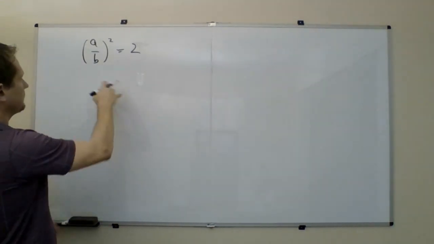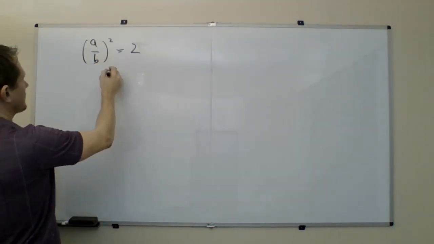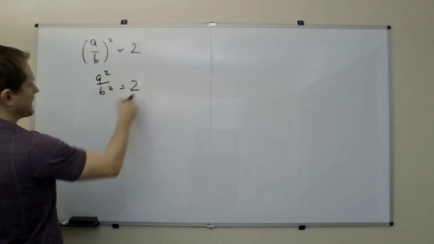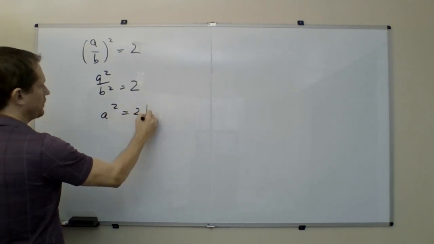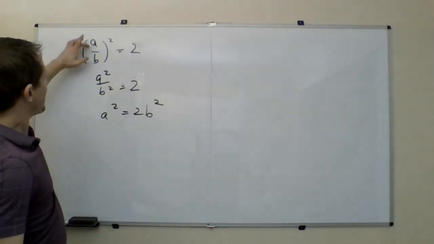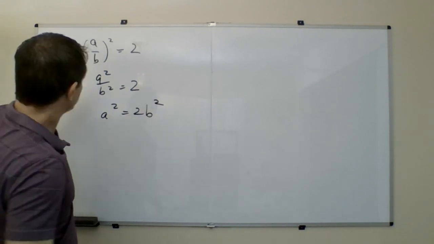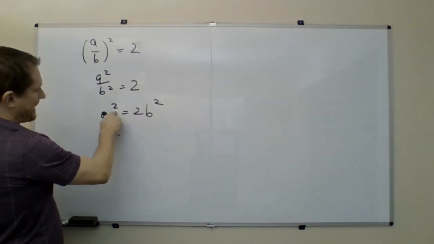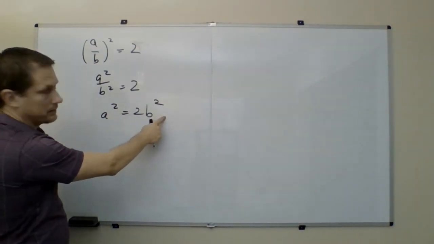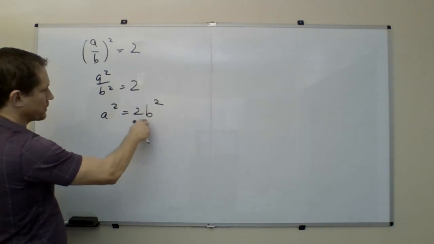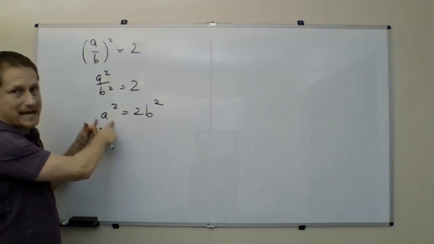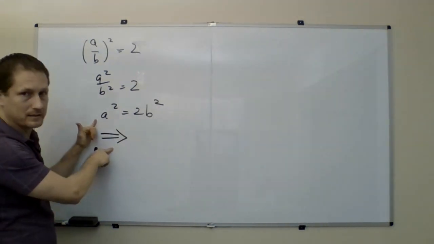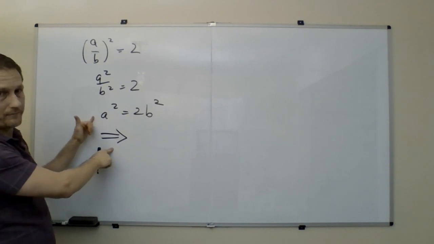You can do something like this. So this is a squared over b squared equals 2. Multiply both sides by b squared. That gives you a squared is equal to 2b squared. Remember, a and b are integers. I haven't said anything else about them, just that they're integers. So if a squared is equal to 2b squared, this arrow that I draw means implies, that must mean that a squared is even.